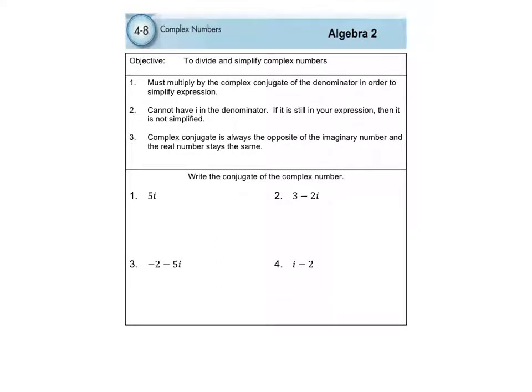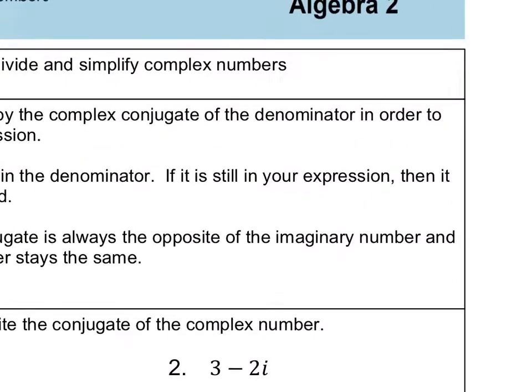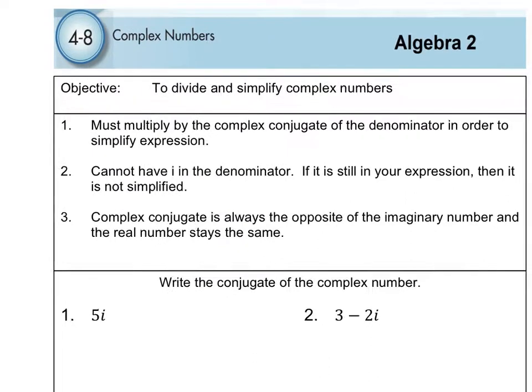Okay, this is section 4.8, dividing complex numbers. Now we're actually going to divide them, and I've gotten some steps here written down for you. As we go through and divide, remember we can't have i in the denominator. So in order to get rid of i out of the denominator, we're going to have to multiply the top and the bottom by the conjugate of the denominator. That's a key part of the denominator in order to simplify the expression.